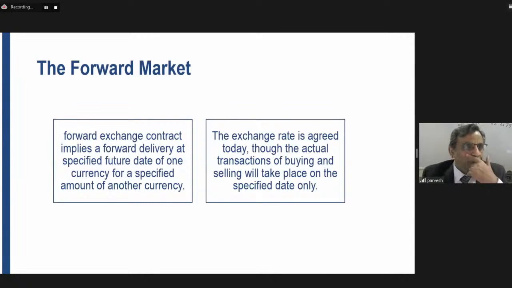So the forward exchange contract implies a forward delivery at a specified future date of one currency for a specified amount of another currency. The exchange rate is agreed today, though the actual transaction of buying and selling will take place on the specified date only.